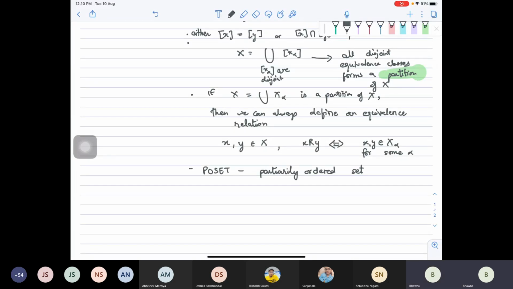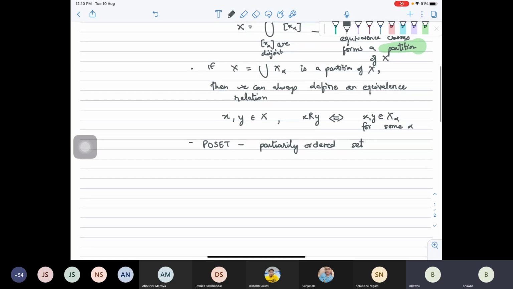How did we define a poset? It was actually a set equipped with a relation which satisfies what? Reflexivity, antisymmetry, and transitivity. Very good.